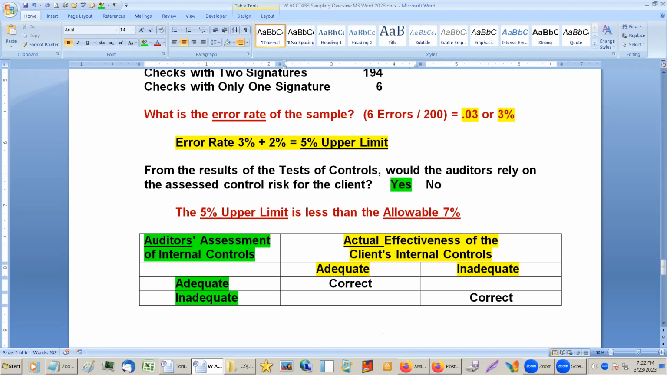Okay, now these two are the problem areas. So let's take the first one here. Suppose we do our assessment of internal controls and we find that they're inadequate, but they're actually adequate. For whatever reason, our sample did not reflect what it should have. This will lead to an incorrect rejection.